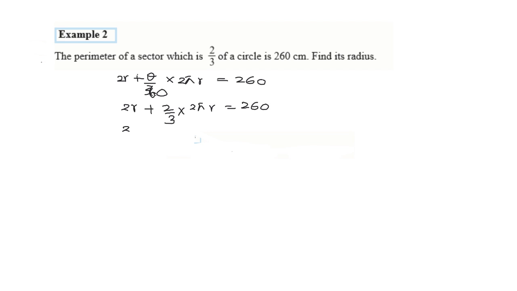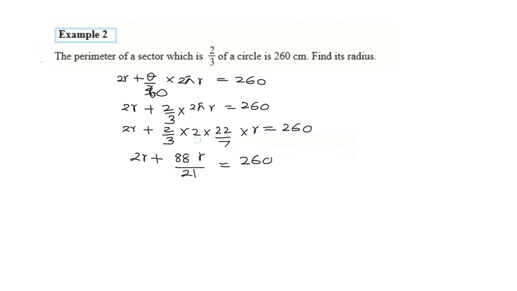So now 2r plus 2/3 into 2 times 22/7 into R, we have to find that, equal to 260. Now 2R plus, now we have to simplify this thing. Here in the numerator you have 2 times 2 into 22, 44 into 22, you have 88 R. Over the denominator you have 3 times 7, that is 21, equal to 260.